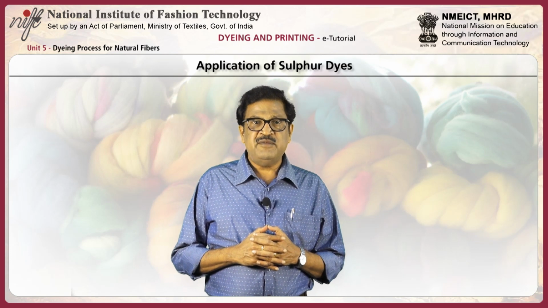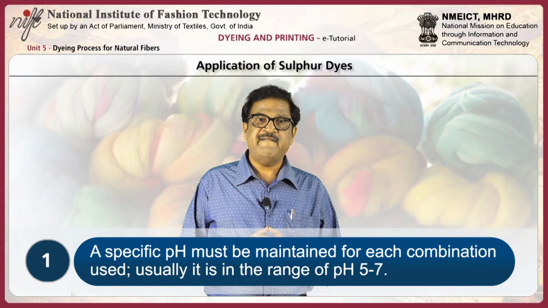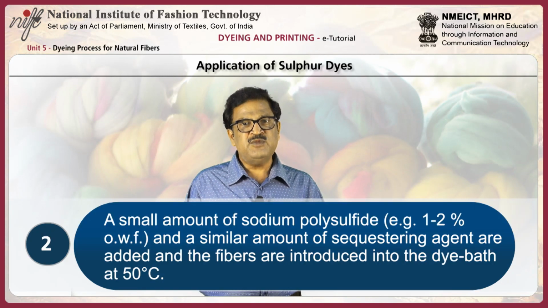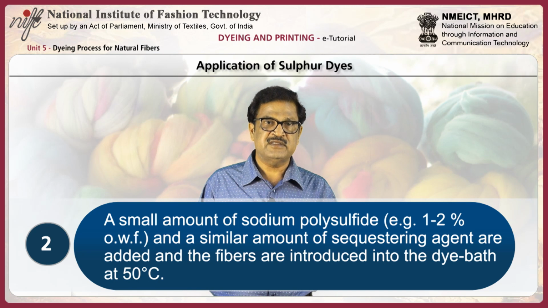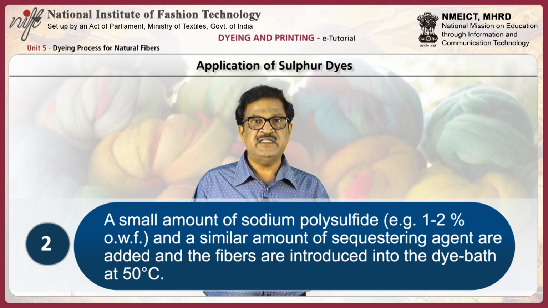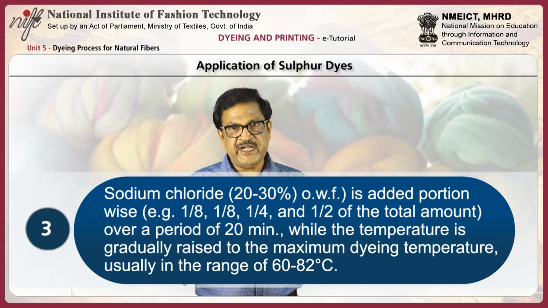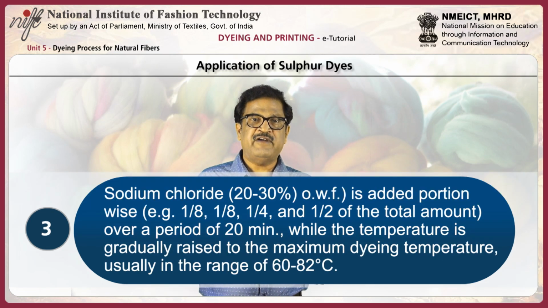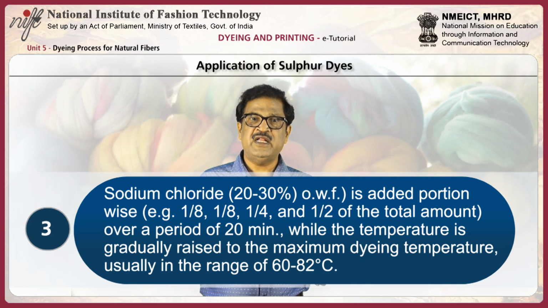This is the method of typical bath dyeing. The dye bath is prepared by diluting the soluble sulfur dye with the proper amount of water. A small amount of sodium polysulfide, for example 1 to 2% on weight of fiber, and a similar amount of sequestering agent are added, and the fibers are introduced into the dye bath at 50 degrees centigrade. Sodium chloride, 20 to 30% on weight of fiber, is added portionwise, for example 1/8, 1/8, 1/4 and half of the total amount, over a period of 20 minutes.